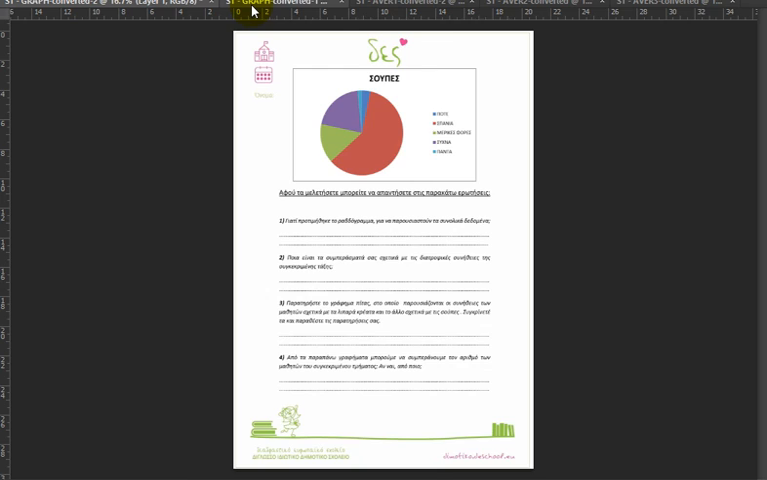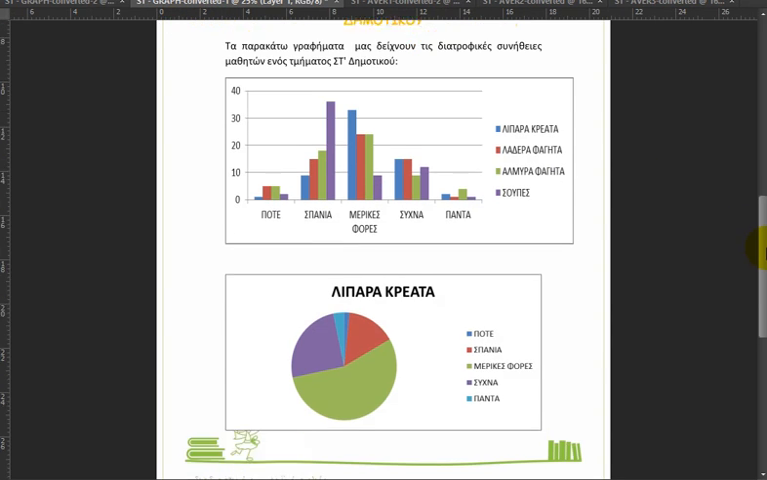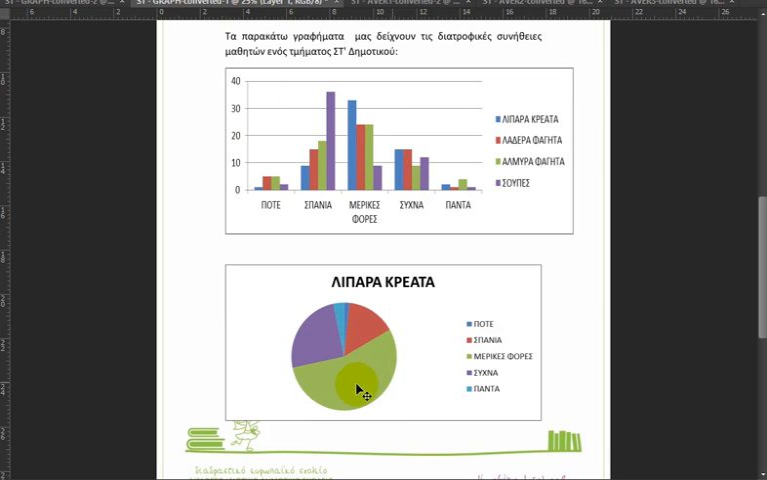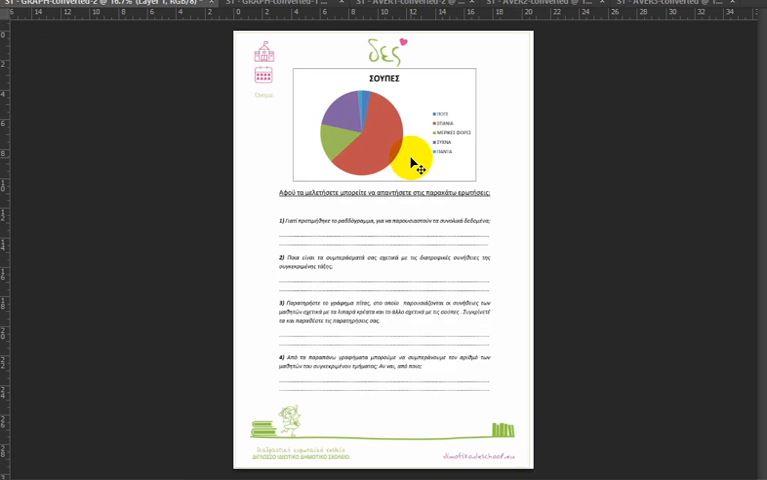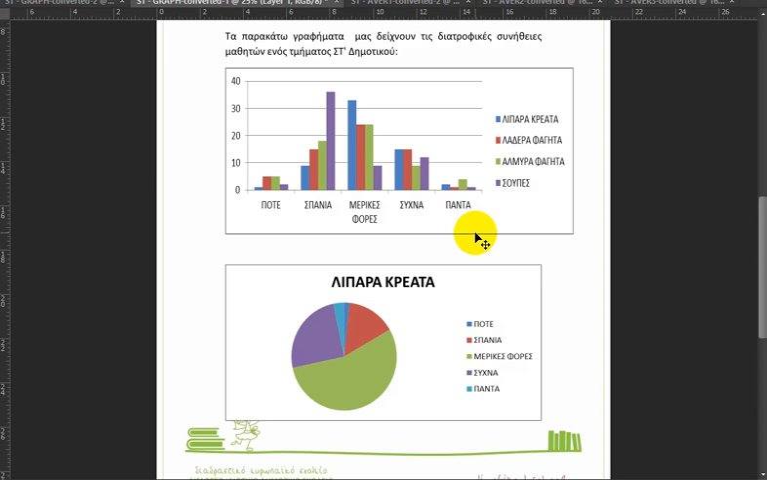So it was basically some graphs and a pie chart. So a bar chart, a pie chart, and another pie chart. So we're going to have some questions. The first one is why the bar chart was preferred to showcase the data as opposed to the pie chart.